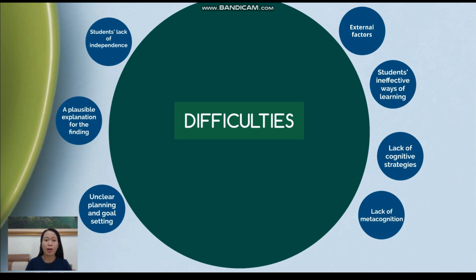And then, lack of metacognition. They do not plan, monitor, and assess themselves in understanding and performance during the learning process.